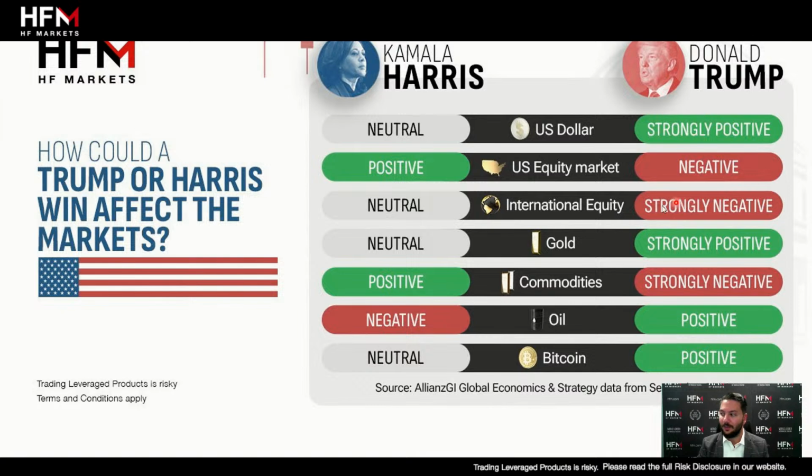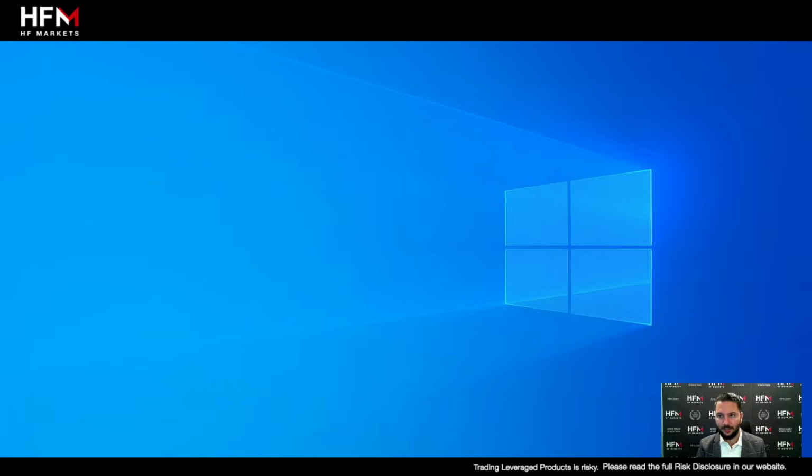International equities: what I will say is it's unknown whether Kamala Harris will support those markets, but what's for certain is that international markets are likely to significantly decline if Trump is voted. Gold, again, positive for Trump, no effect for Kamala Harris. Commodities negative for Trump, positive for Kamala Harris. Oil and Bitcoin: positive, positive for Trump, and negative and neutral for Bitcoin if Kamala Harris is voted. So we need to keep that in mind, ladies and gentlemen.